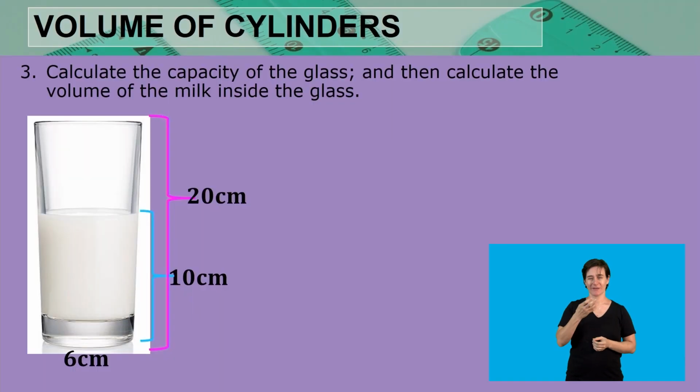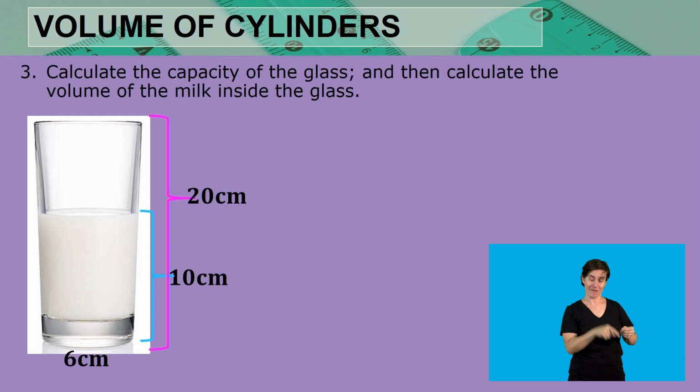And then moving on to the last example here, we are given a glass that is half filled with milk. So let's read the question there. It says, calculate the capacity of the glass, which means the amount that the glass can take, or the amount that the glass can hold. And then calculate the volume of the milk inside. So as you can see there, the milk is not filled up, which means that the glass can definitely take more, but the milk only has a certain volume there.